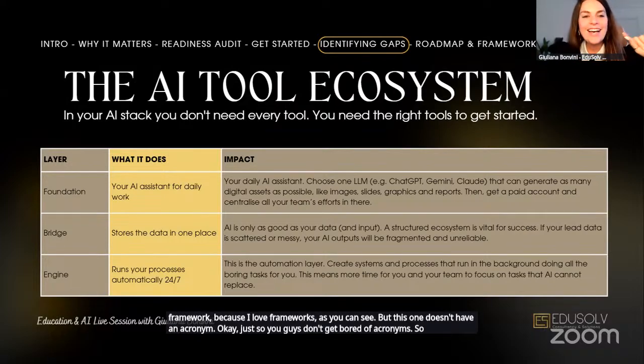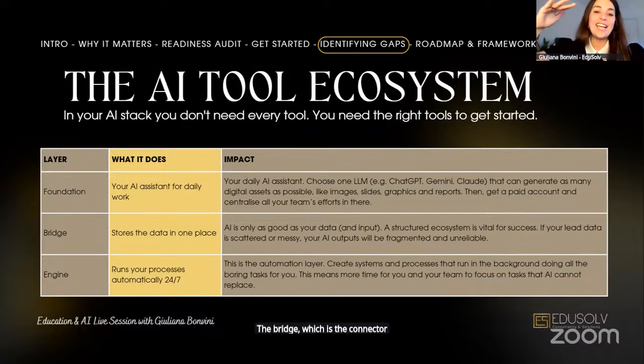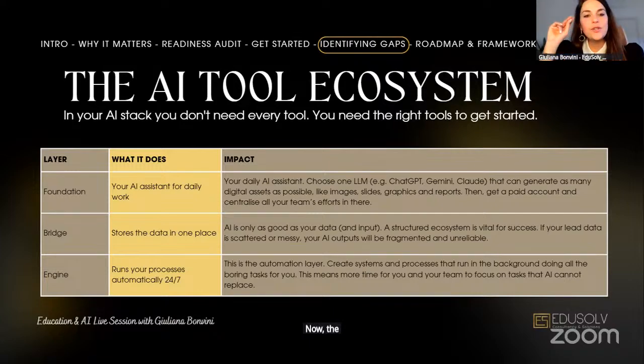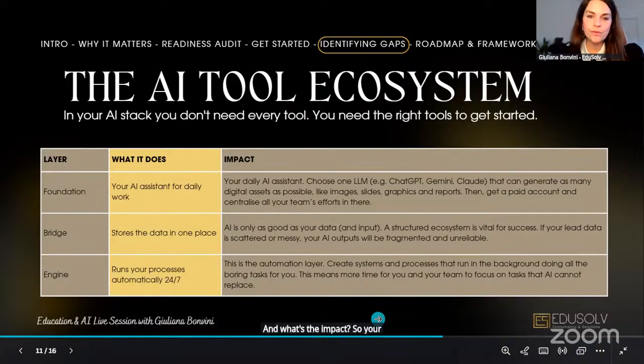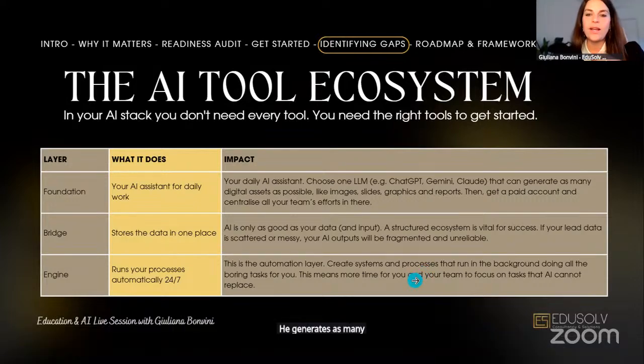So the layers on the left-hand side will be the foundation, the bottom, the bridge, which is the connector, and the engine, which is where the value sits, yeah? Because it's the brain. Now, the foundation is your AI assistant for daily work. And what's the impact? Your daily AI assistant could be ChatGPT, Gemini, Claude, whichever LLM you like. It generates as many digital assets as possible, like images, slides, graphics, reports, whatever that is.